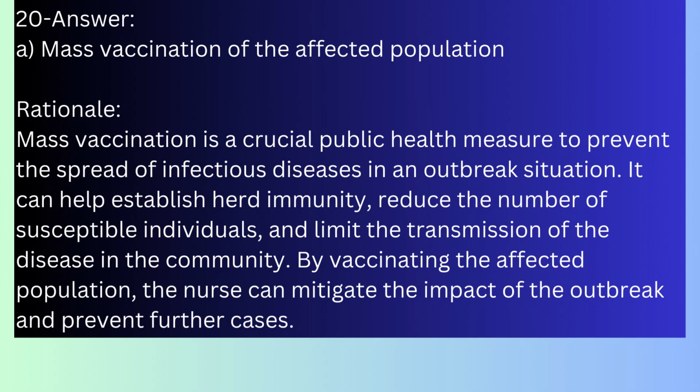Rationale. Mass vaccination is a crucial public health measure to prevent the spread of infectious diseases in an outbreak situation. It can help establish herd immunity, reduce the number of susceptible individuals, and limit the transmission of the disease in the community. By vaccinating the affected population, the nurse can mitigate the impact of the outbreak and prevent further cases.